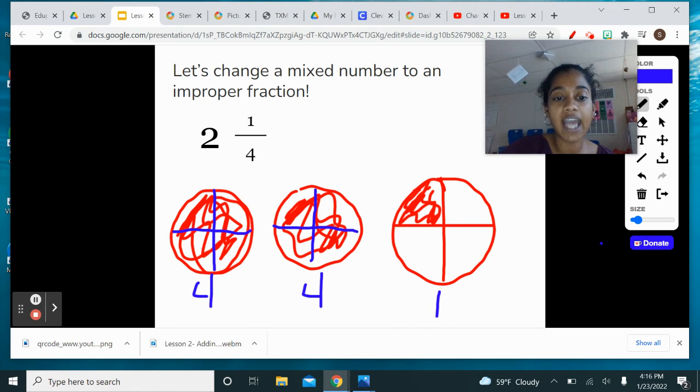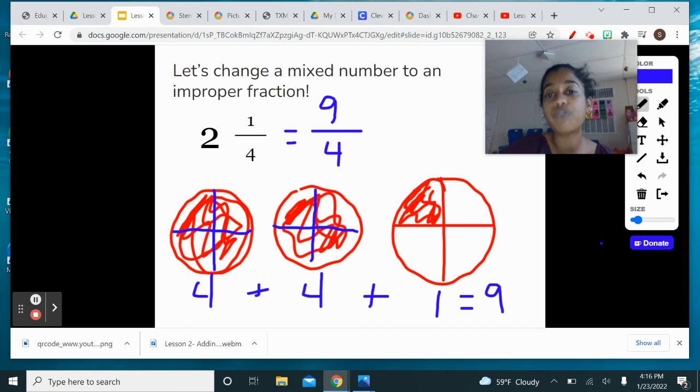So then all together, how many fourths do I have? I have 4 plus 4 plus 1, which is going to equal 9. And so I have 9, and remember, all of my wholes are cut into fourths, so I have 9 fourths. So that's how I would switch from a mixed number to an improper fraction. I have to take my wholes and I have to cut them into fourths. Really, really important.